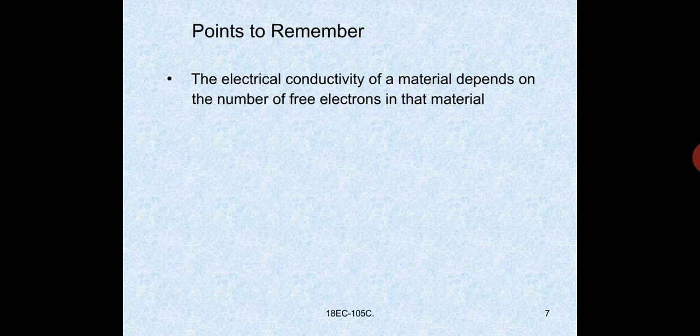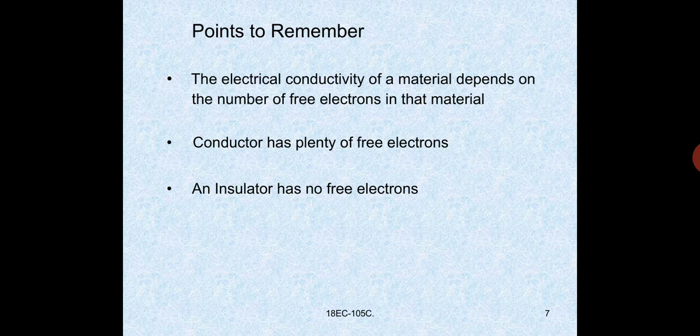Now let us look into some of the points to remember. The electrical conductivity of a material depends upon the number of free electrons in the material. The conductor has plenty of free electrons, and the insulators will not have any free electrons for conduction.